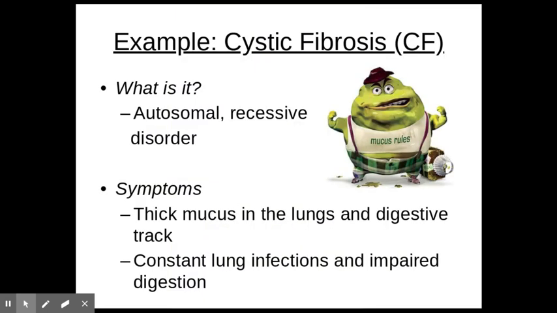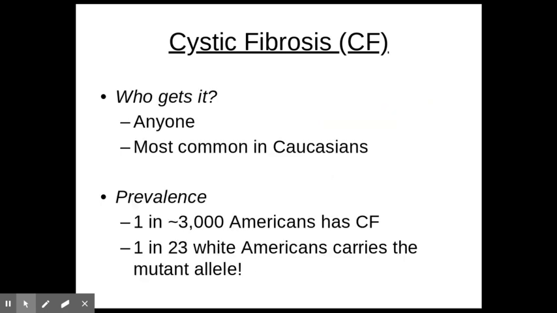Cystic fibrosis is an autosomal recessive disorder. It's where you have thick mucus in your lungs and digestive tract, so you have constant lung infection and impaired digestion. Basically, 1 in every 3,000 Americans can have cystic fibrosis, and 1 in 23 white Americans can carry this particular allele.